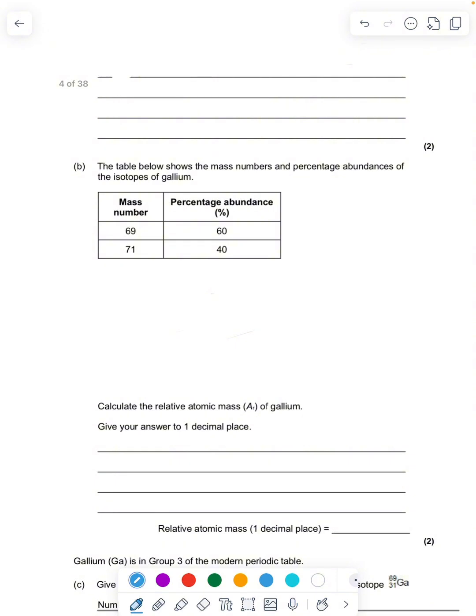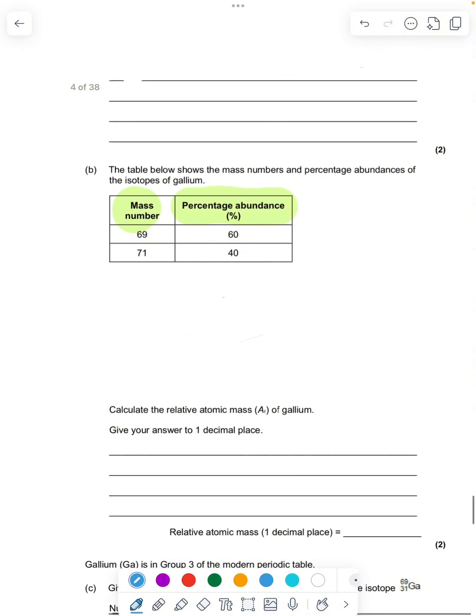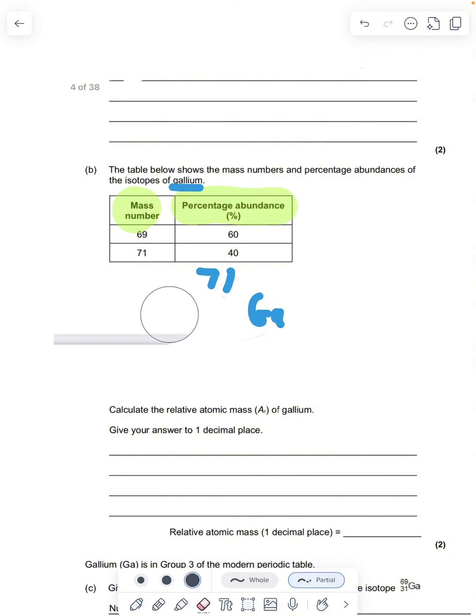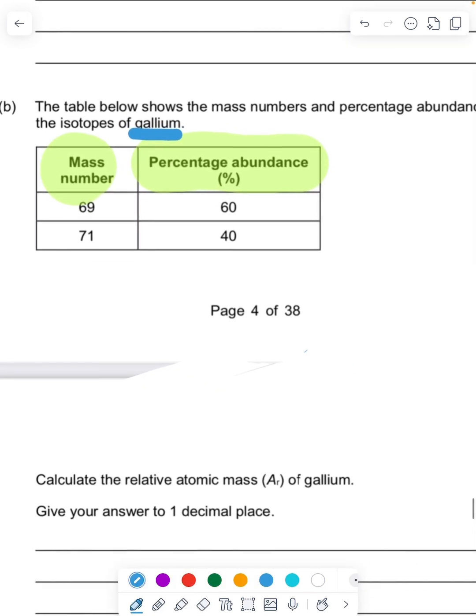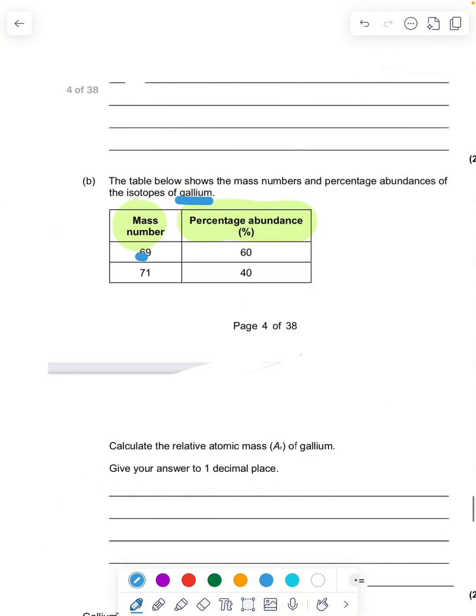Now, here we've got these things written in a table. They can show this information in a graph, they can just write it out in words, it doesn't matter how, but we've got a table that gives us the mass number and the abundance, so how much of that thing there is. And here we've got gallium as an example. So we've got gallium-69 and gallium-71. These are 2 different types of gallium, the same way that we had carbon-12 and carbon-13. So that's the mass numbers of them, and that's how much of it there is. So there's 60% of gallium-69, there's 40% of gallium-71.